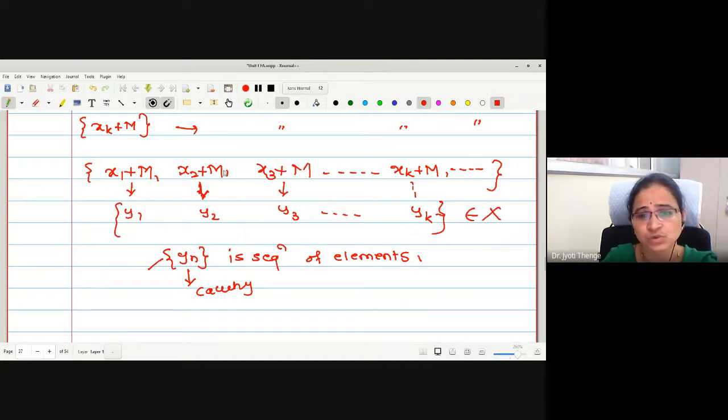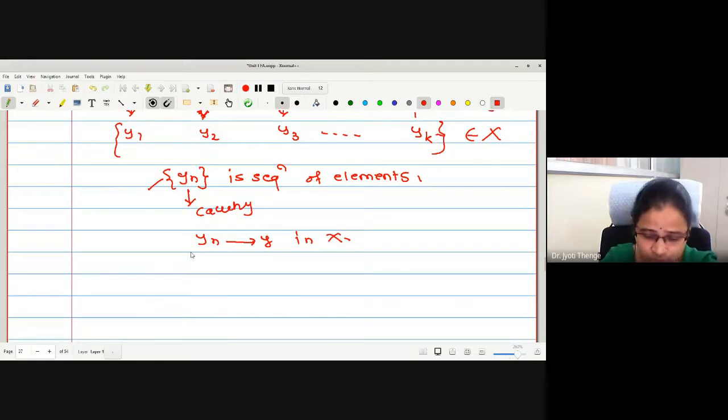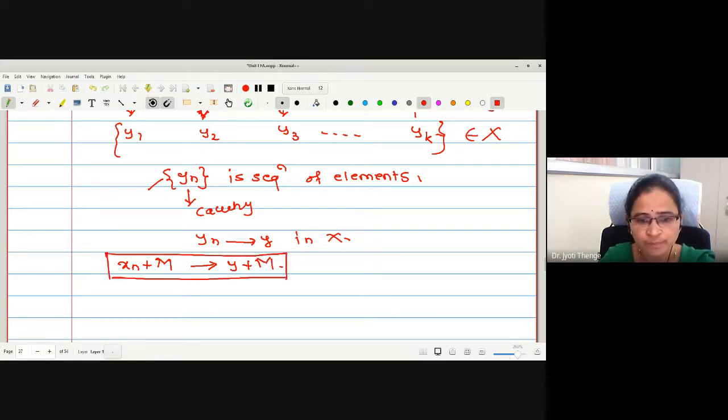This x1, x2, xn, all these are the elements in X. But X we know it is complete. Therefore, once I prove that yn is Cauchy, it will converge to some element y in X. Then what remains to show, finally we will claim that the original sequence xn will converge to y plus M. This remains to show. Understood the theme? Yes, ma'am.